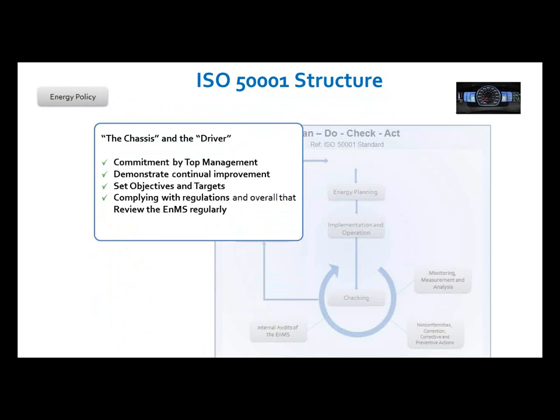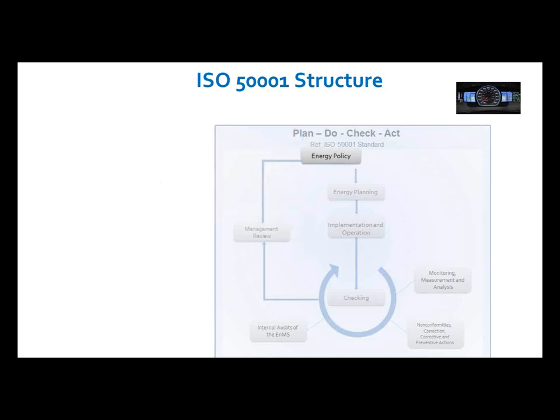I've put this analogy here, which maybe it's a bad analogy, but it's based on my car, where the energy policy is like the chassis and the driver, and you have to have a commitment by the top management for implementation of the 50001. You need to be able to demonstrate and commit to demonstrating continual improvement. You need to commit to setting objectives and targets and complying with regulations, and you need to commit to reviewing the energy management system regularly.